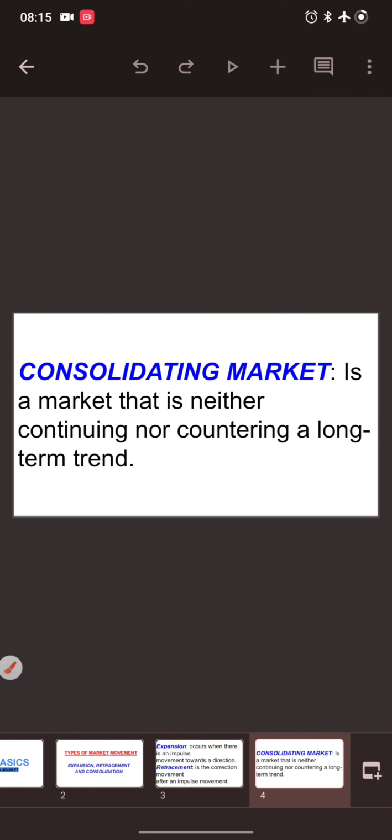Consolidation is a market that is either continuing or countering a long-term trend. This is indecisiveness. That is, the market is just staying within a particular price range. It's not moving up, it's not moving down, it's not retracing, nothing. That's what they call a consolidation. So I'll be showing you examples here.